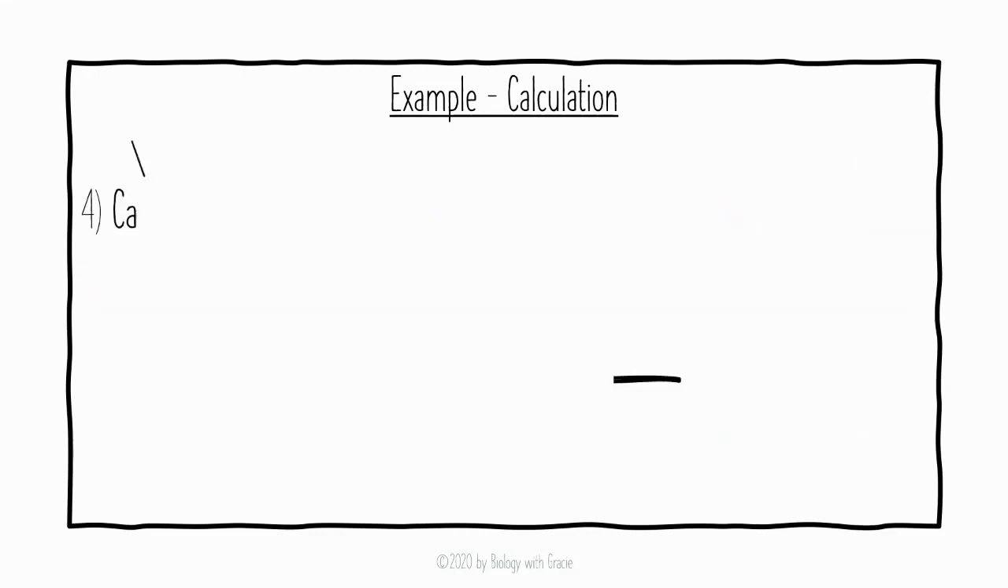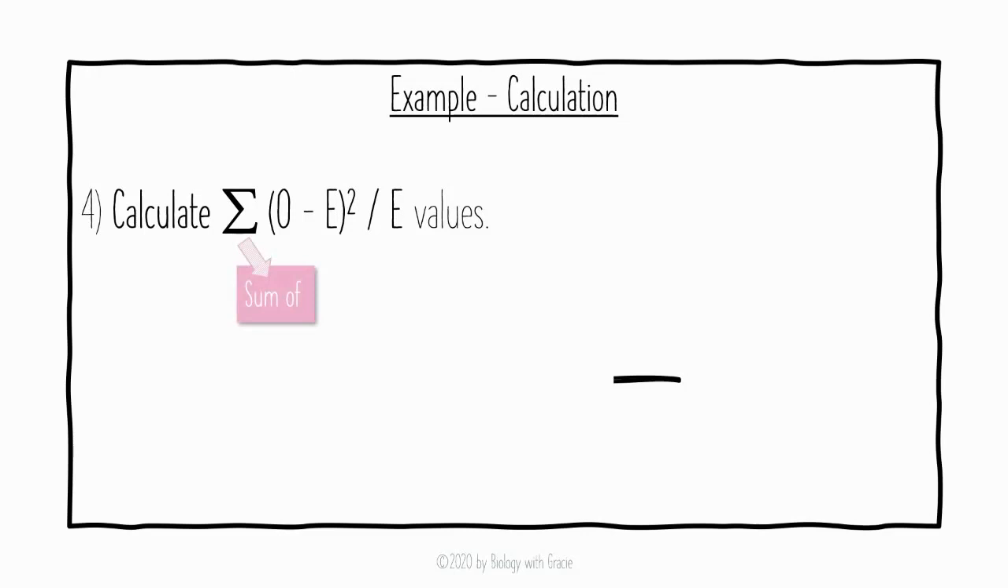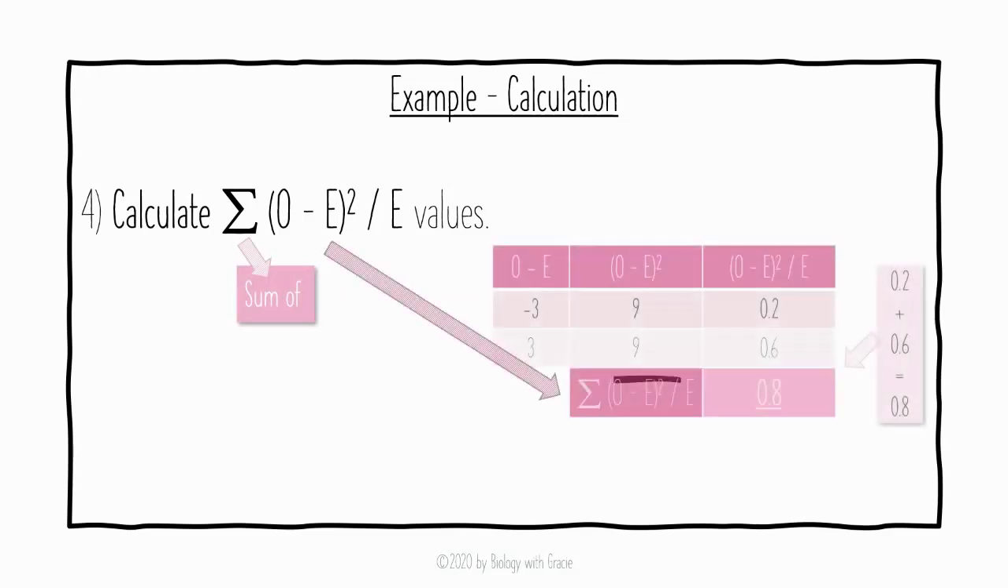We then need to calculate the sum of these values. Remember that this weird little zigzaggy E means sum of. So we have our table here. We need to do 0.2, which is for our tall plants, remember, and then 0.6, which was for our small plants, add them together and we get 0.8 here.